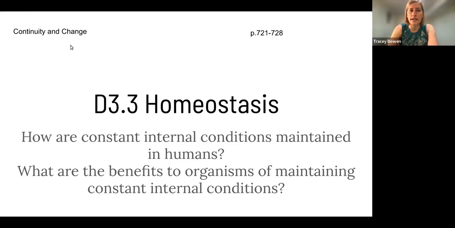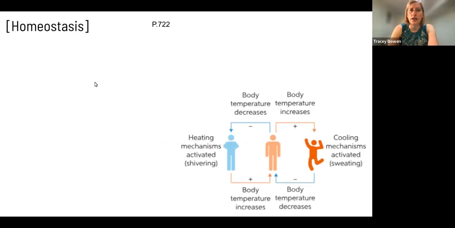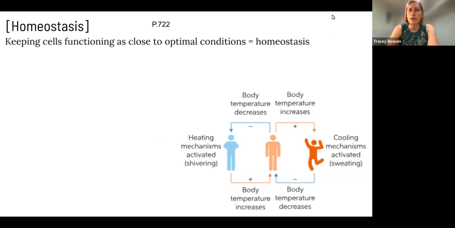How are things staying the same? And then also how are they differing in the process of homeostasis? Pages we're going to be looking at are 721 to 728. So firstly, homeostasis is the process of keeping cells functioning as close to optimal conditions. So constant internal conditions would be the process of homeostasis.